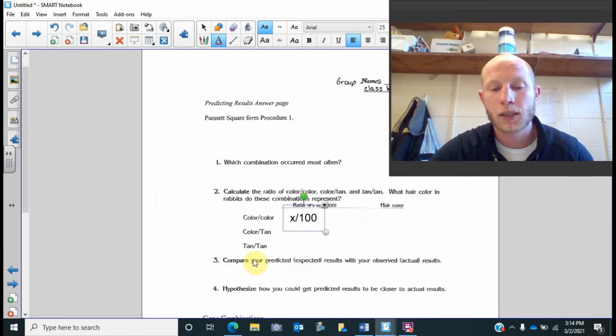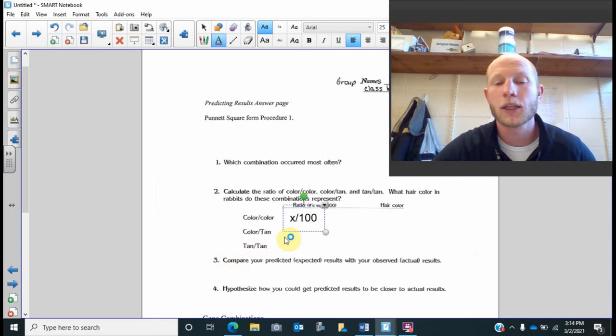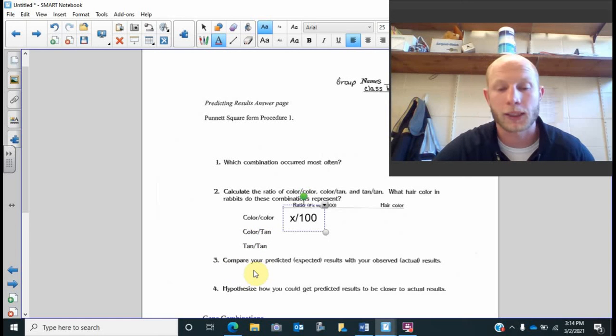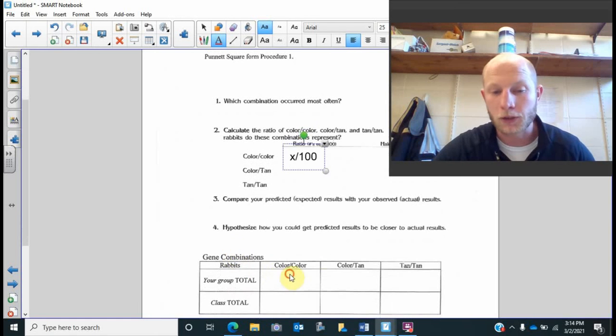Now you're going to compare your predicted or expected results. So this means your Punnett square that you're drawing up here was your predicted or expected results. How did this go along with these that you actually drew out? So all you're saying, you don't have to explain anything. You just have to say, we predicted 25% would be color, but we actually got 48% that were color. That's all you have to say. We predicted color tan would be 50%, but actually it was 30%, something like that. That's totally fine. You can write this down here, fill this in, and then hypothesize.